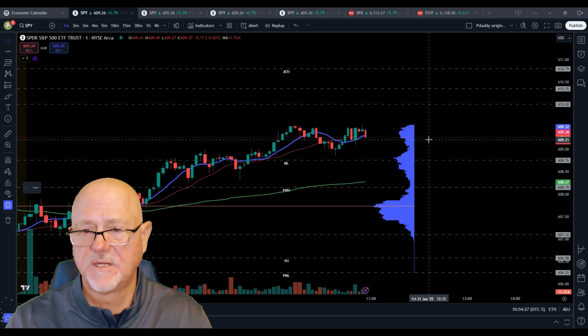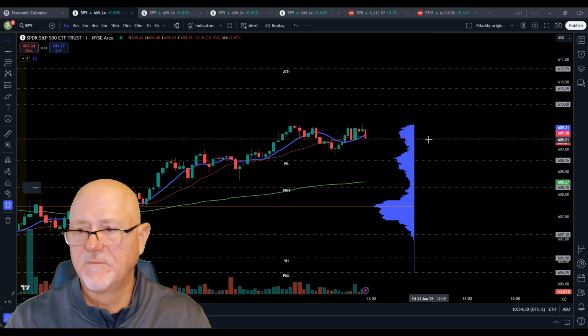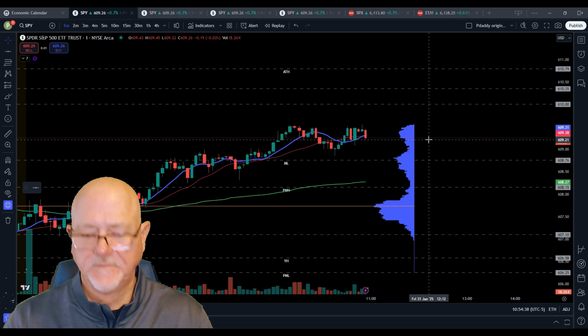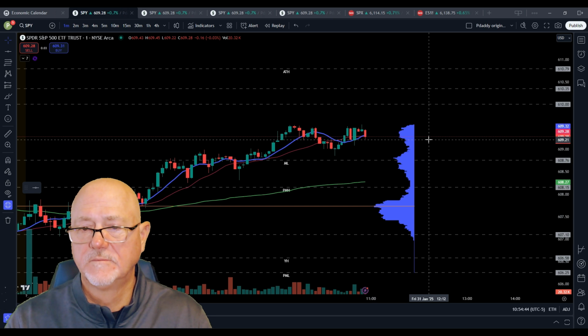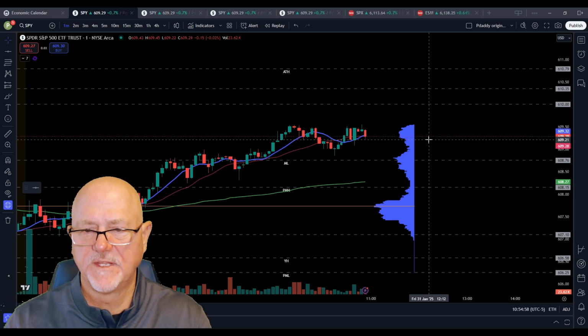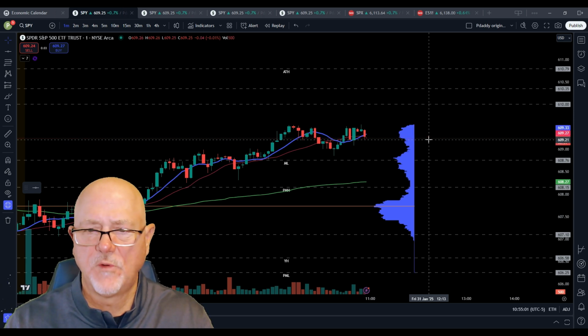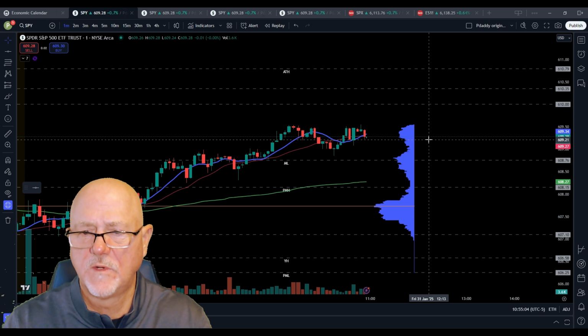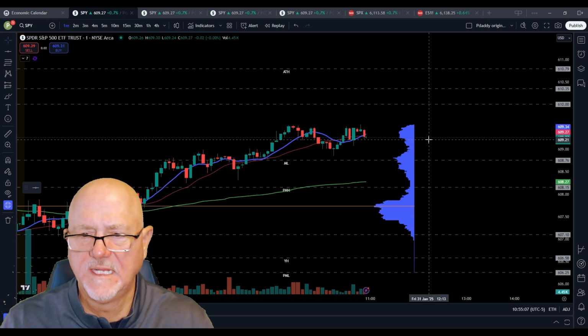Again, double cross to the downside. Watch your double cross to the downside, folks. Watch for the double cross to the downside again. 609.21 is the cut. 609.21 is the cut.